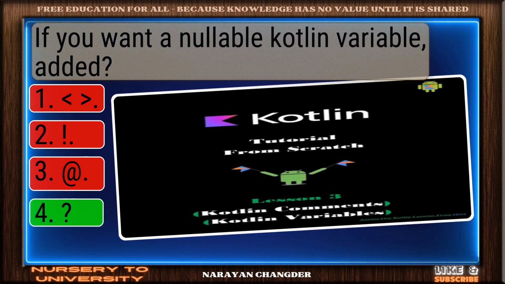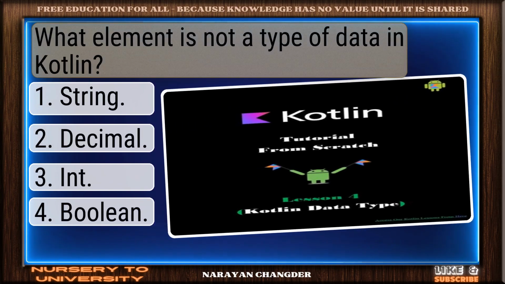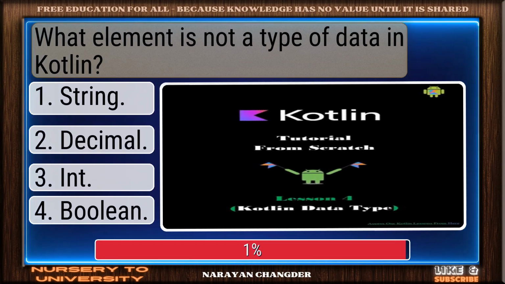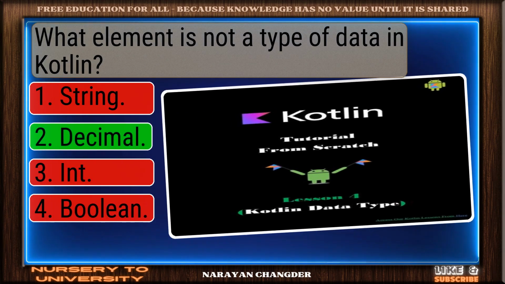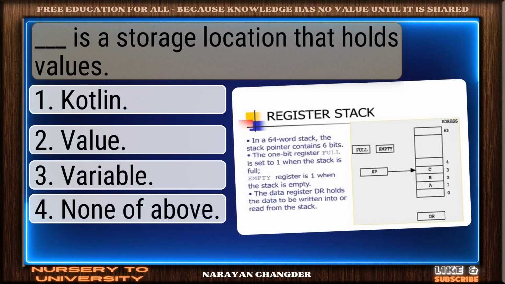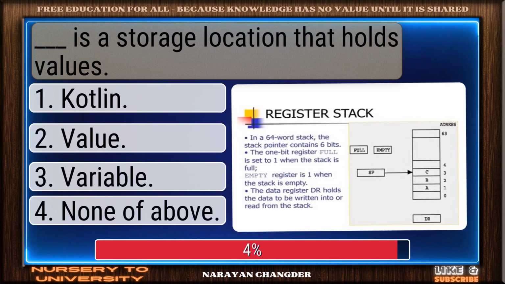Good job. Your answer works well here. Question number 50. What element is not a type of data in Kotlin? Well picked. Decimal is the correct answer. Question number 51. Dash is a storage location that holds values.